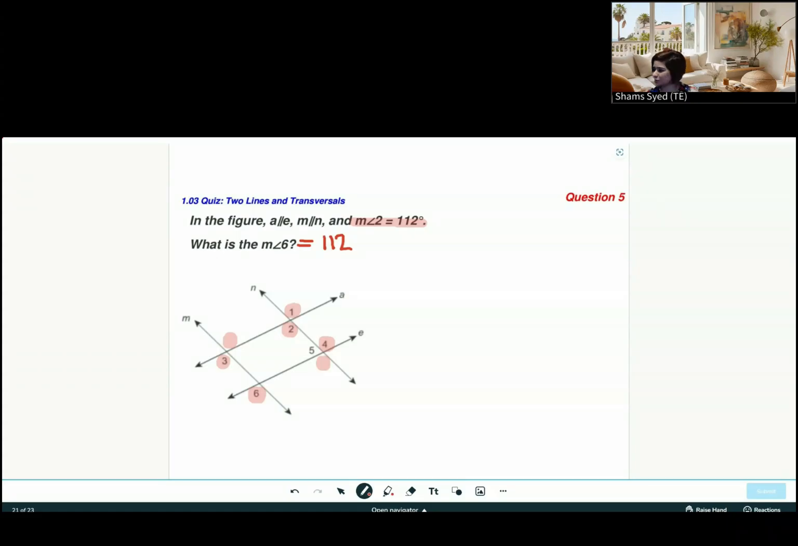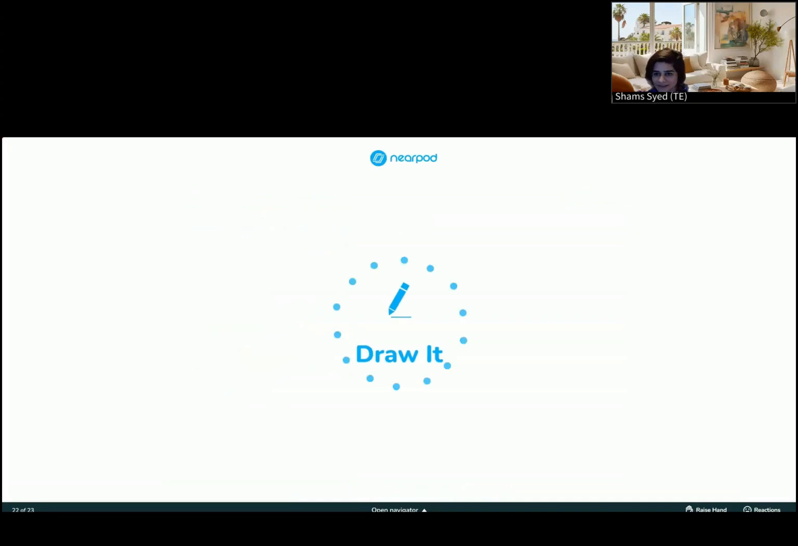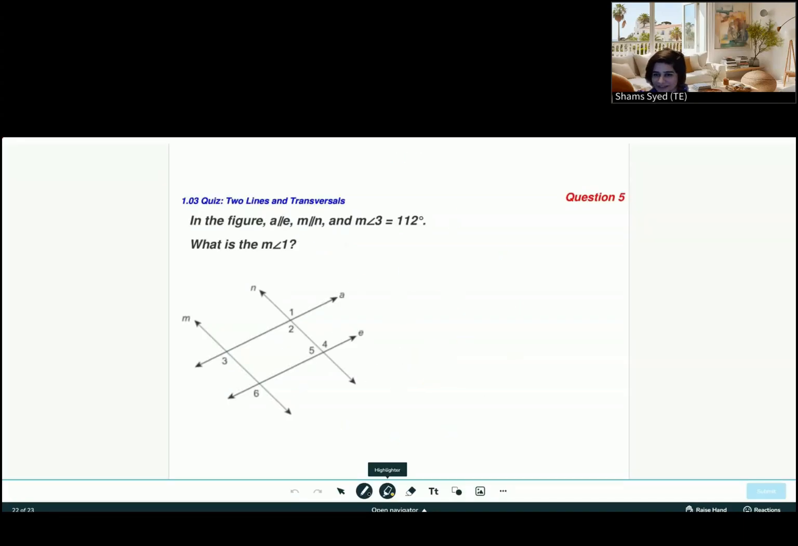Are we ready to move on to the final question? Yeah? Question 5, the final variety. The final variety tells you that angle 3 is 112.